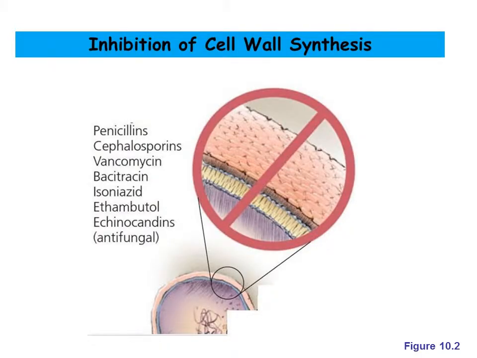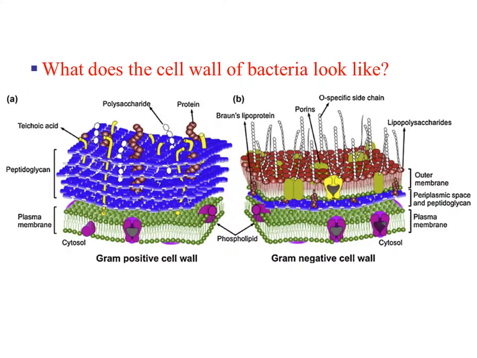Now we're going to move on and talk about drugs that affect the cell wall. We're going to first discuss the structure of the cell wall. Then once you understand the structure, we're going to look at trying to destroy it or trying to inhibit the production of it. What does the cell wall of bacteria look like?